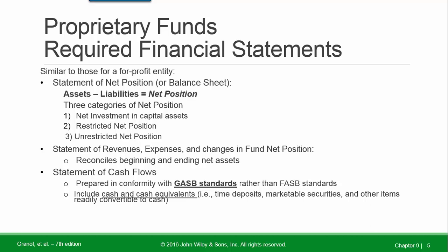Second required statement, the statement of revenues, expenses, and changes in fund net position. This reconciles the beginning and ending net assets. And the third required statement, statement of cash flows, prepared in conformity with GASB standards rather than FASB standards. The statement of cash flows includes cash and cash equivalents.